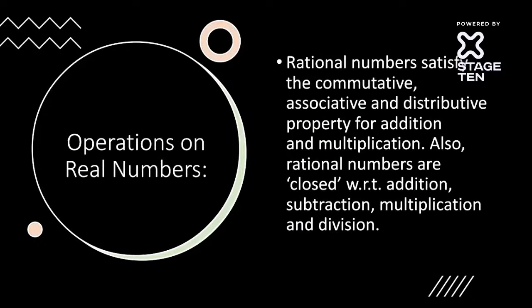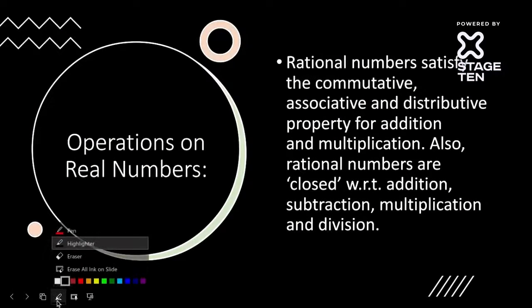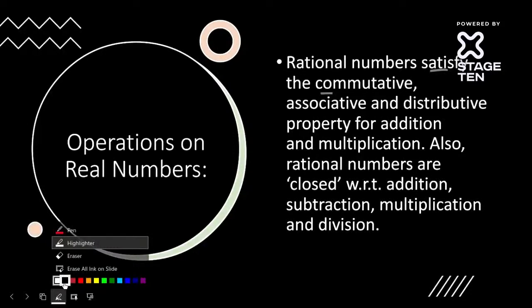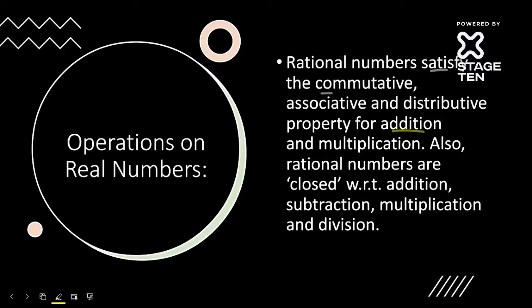Alright, now let's move towards the operations on real numbers. Based on operations, what can we do with real numbers? Real numbers satisfy commutative, associative, and distributive properties. These properties are applicable for addition and multiplication. Rational numbers are closed with respect to addition, subtraction, multiplication, and division. That means when I add, subtract, divide, or multiply rational numbers, I'll always get a rational number.